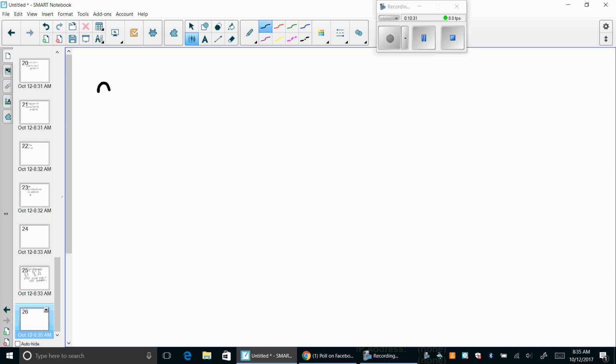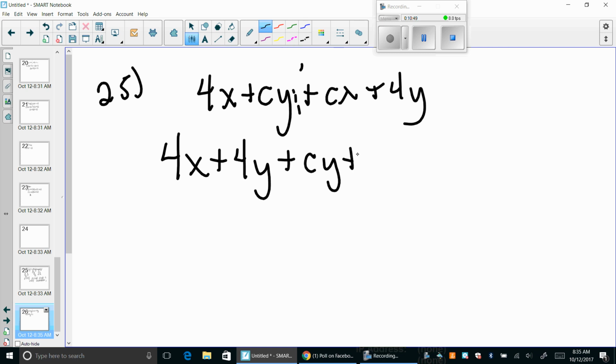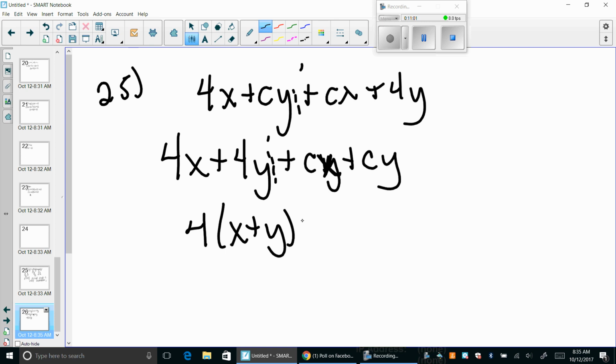And your last one, 25. 4x plus cy plus cx plus 4y factors to, there's nothing in common here. Let's rewrite this so that we have, let's put it in a different order. 4x plus 4y and then cy plus cx. Or cx plus cy will probably be better. Alright, now the first two I can take out a 4, and I've got an x plus y, and now the last two I can take out a c. I've got an x plus y.